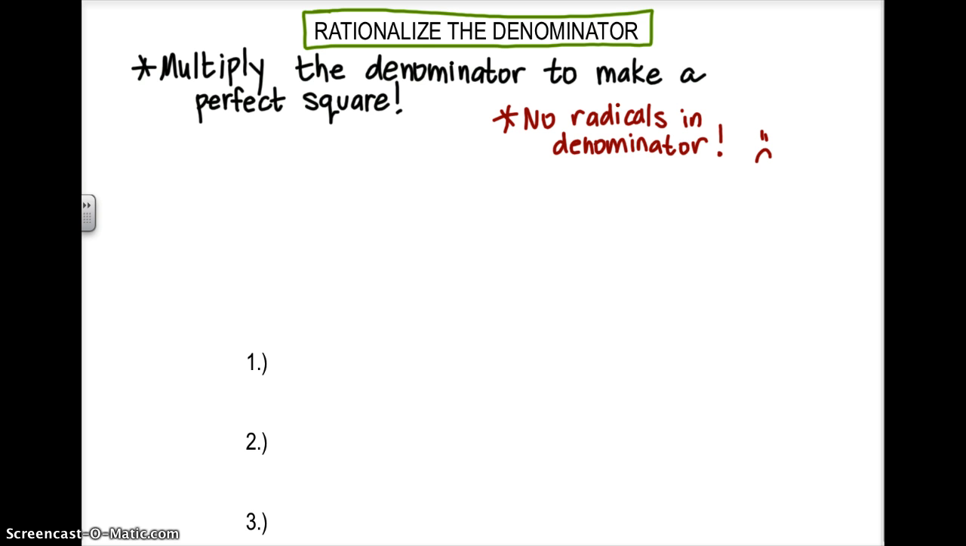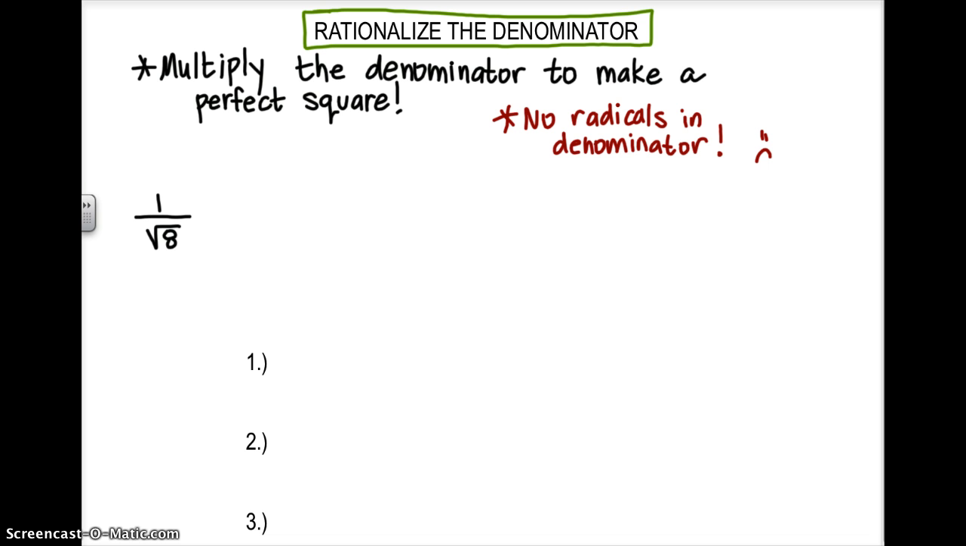Bad news if you have that. Okay? Here's an example. 1 over the square root of 8. We see the 8 under the square root in the denominator, bad news. Okay? Here's what we're going to do. We want to make a perfect square in that denominator.